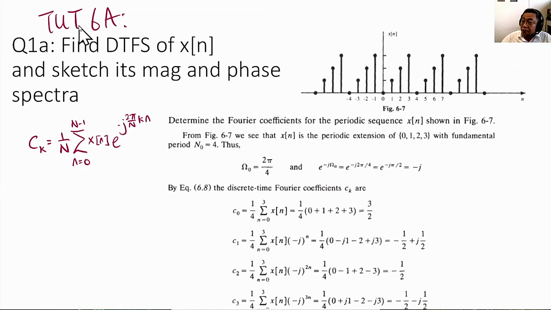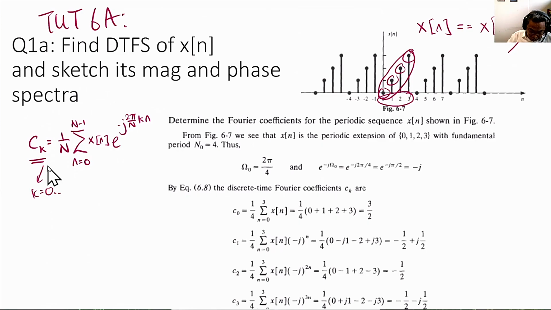Welcome back. This is tutorial 6A question 1A. We're asked to find the DTFS of this sequence. It is obvious that this sequence x of n is equal to x of n plus 4. The period is 4. It repeats every 4 samples and the values are 0, 1, 2, 3 for the given index here. So we are going to use this equation for DTFS, and therefore k will now go from 0 to 3, and here of course n goes from 0 to N minus 1.